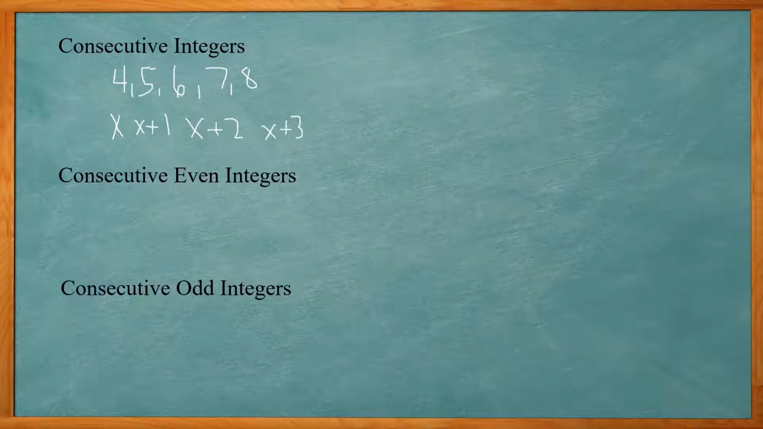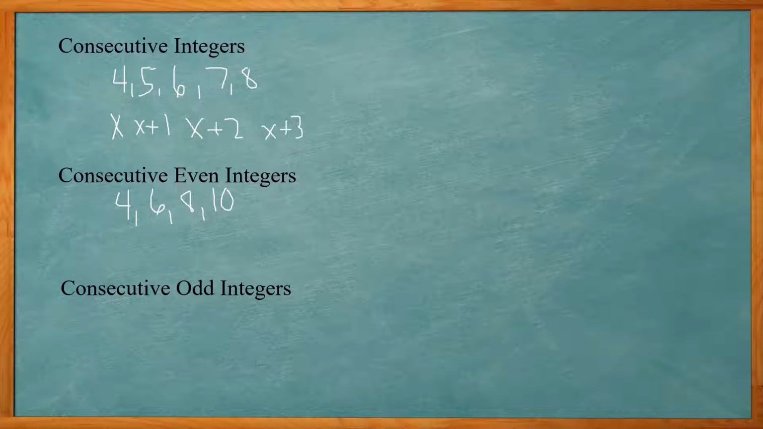So if I look at consecutive even integers, that could be 4, 6, 8, and 10. Each of these are even integers, and they're considered consecutive because they are the next even integers on the number line. If you look at these, from 4 to 6 is by 2, from 6 to 8 is by 2, and from 8 to 10 is by 2. So they're going to be 2 away from each other.